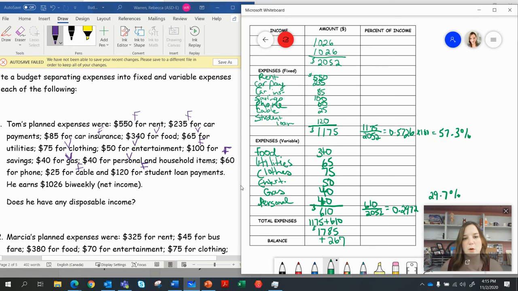And that's it. So you're going to repeat this process for example number 2. For those of you who are following along with your handouts, Tom's budget was the front side of the page. Your space to do Marcia's budget is on the back side of the page, and you will just use the information there. I suggest you separate the expenses into fixed and variable first, and then you put it into a chart and just follow the exact same thing that we did. Okay? Hope that makes sense.